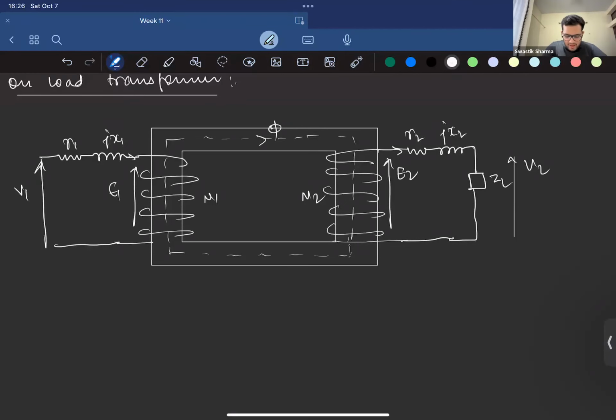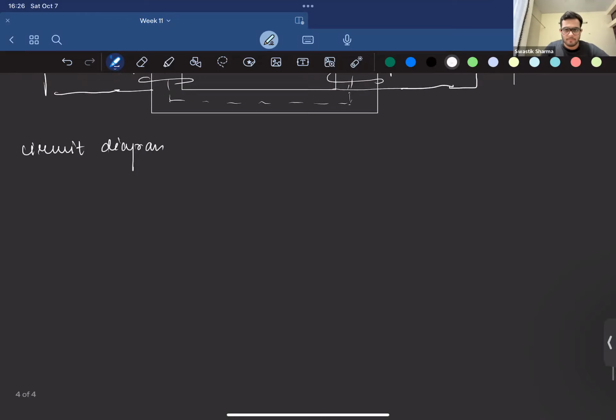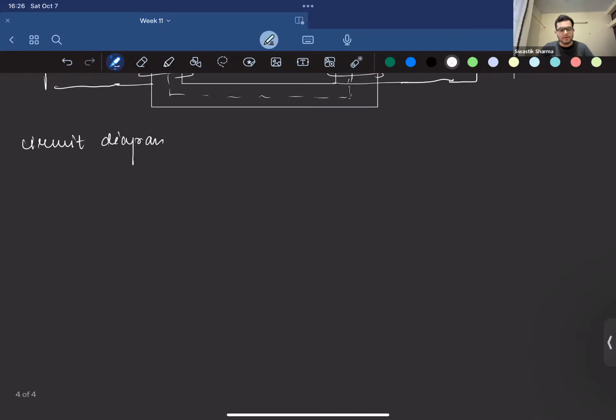Now, what do we have here? Like, for example, this is I1. Now, how do I represent this circuit? How do I draw a circuit diagram, right? So let's do it. So how do we draw the circuit diagram?